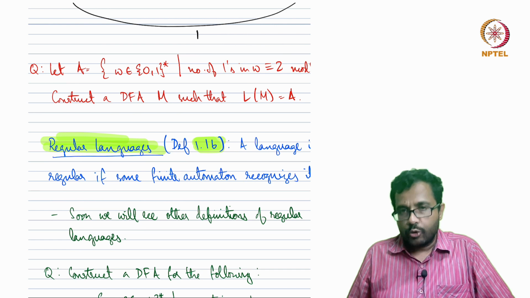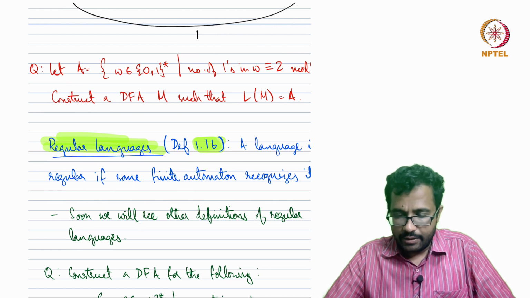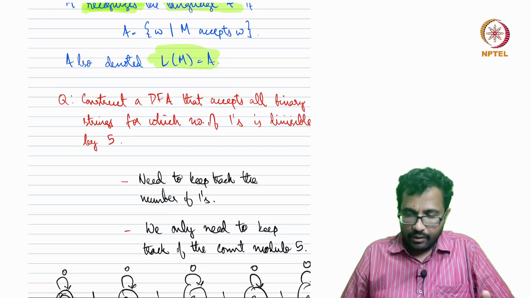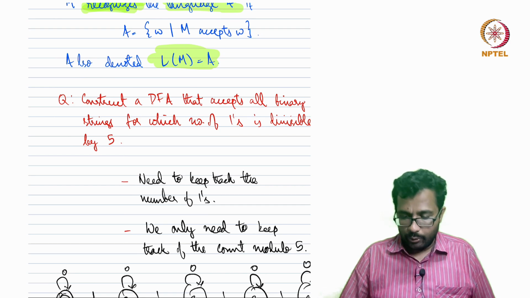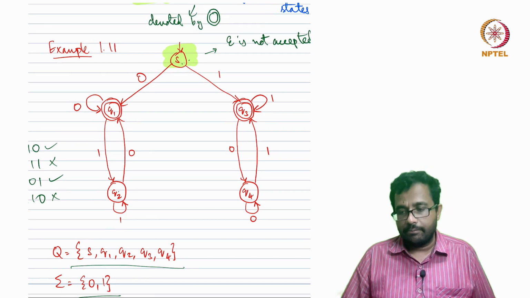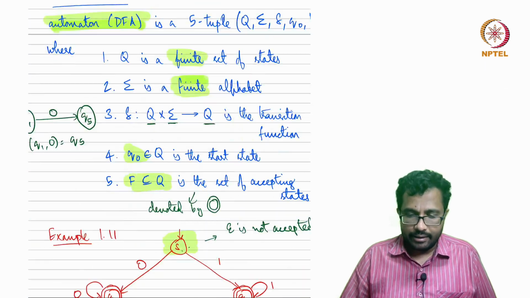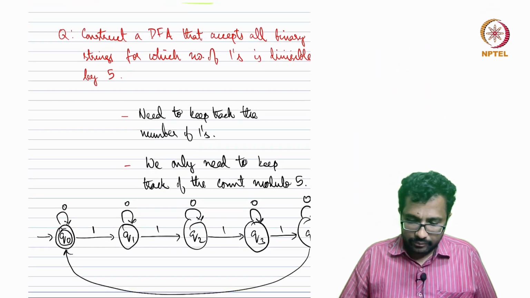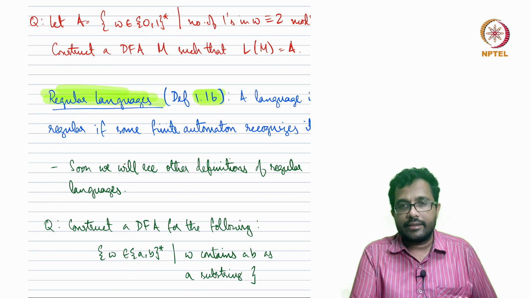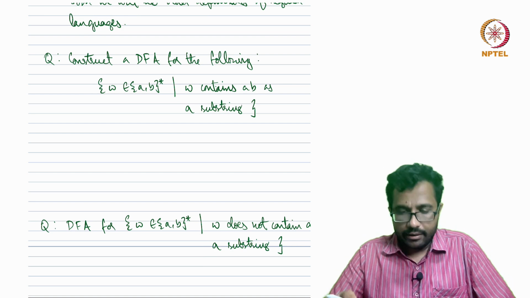We say that a language is regular if there is some DFA that recognizes it. So this is a definition. All the languages that we have seen so far, the set of all strings where the number of ones is divisible by 5, is a regular language because we drew a DFA for it. And the set of strings that start and end with the same symbol is a regular language. The set of strings that end in 0 is a regular language, strings that end in 1 is a regular language, and so on. So a language is regular if some finite automaton recognizes it. Let's see some more simple examples for construction.